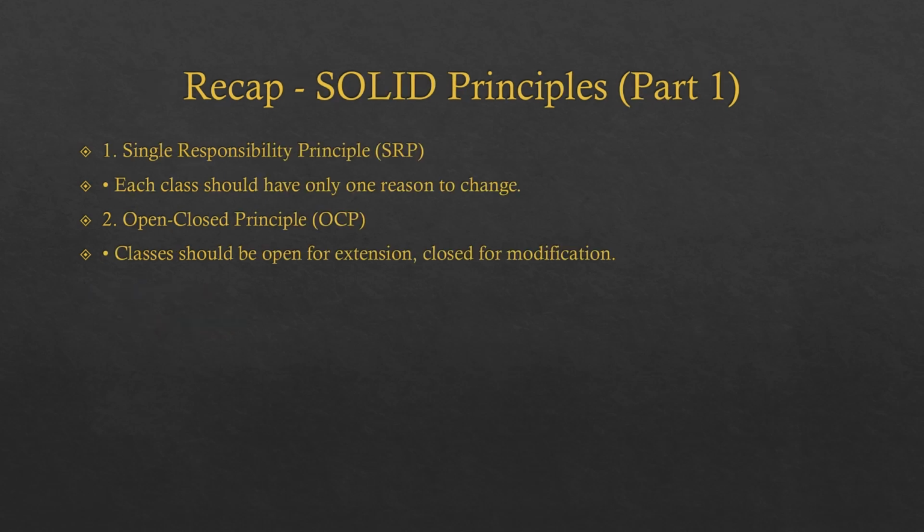Next, we will quickly recap the first two SOLID principles. The Single Responsibility Principle (SRP) states that each class should have only one reason to change, which simplifies maintenance. The open-closed principle tells us that classes should be open for extension but closed for modification, allowing us to add new features without altering existing code.